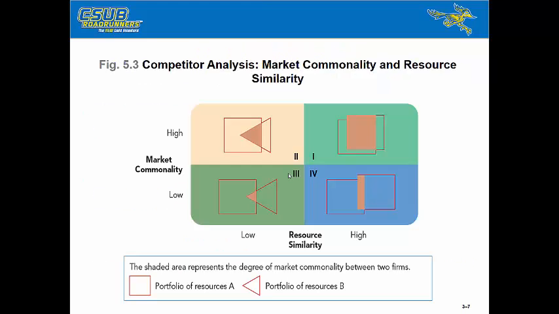So we talked a little bit about this matrix format of market commonality on one axis and resource similarity on another axis, and having a quadrant here where competition is particularly intense, and a quadrant in the lower right-hand corner or lower left-hand corner, which is particularly low rivalry, and then in the upper left-hand and lower right-hand corners, a moderate amount of rivalry.